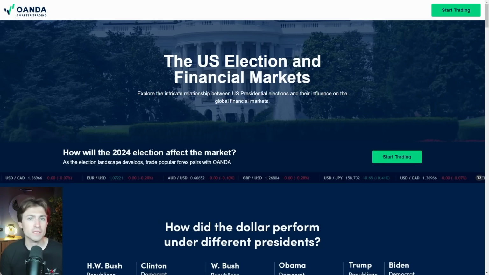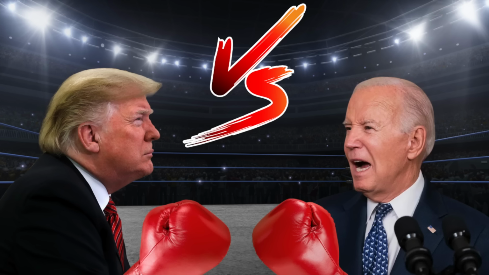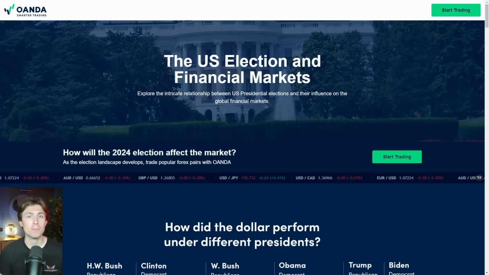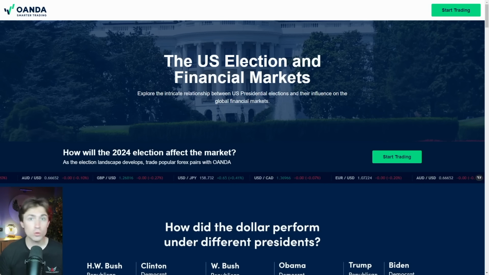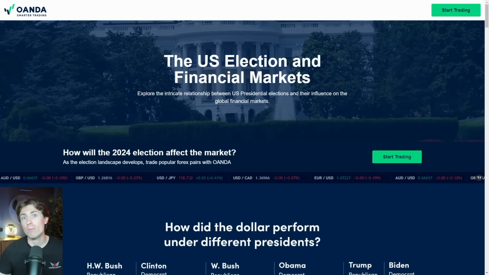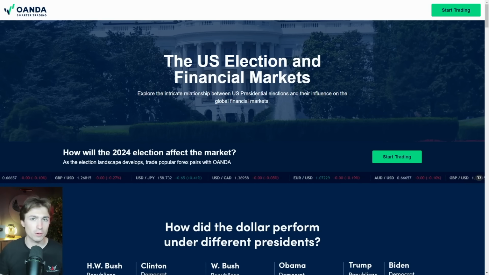There's something coming down the pipeline for financial markets that everyone should be aware of, and it is the upcoming elections in the United States. Elections have a massive potential impact on the financial markets because of whose administration will do what, how it might impact different parts of the market.